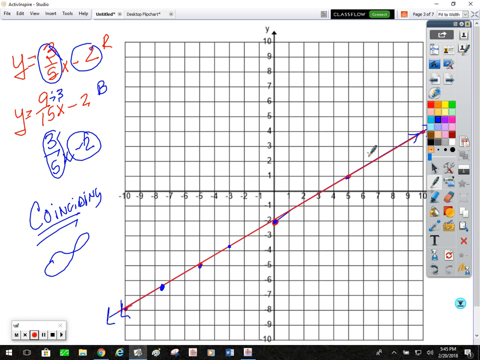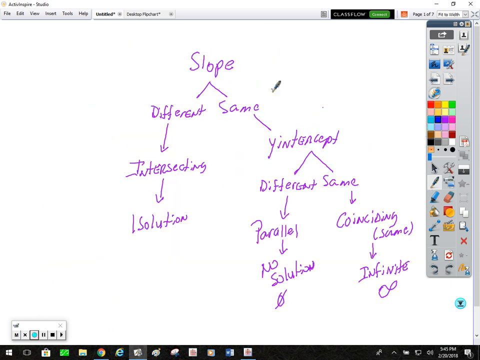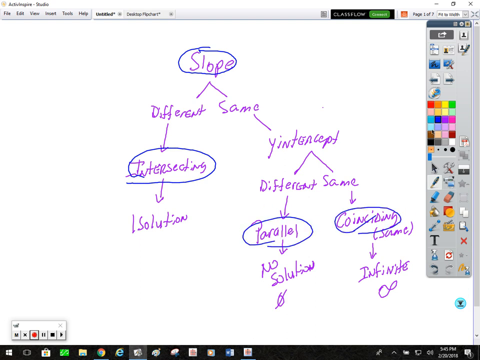Okay, so think about that, and when we're doing these problems, the first key is go all the way back here. Check your slope first, and then if it's different, intersecting lines, one solution. Same slope, then you got to go check your y-intercept to determine the type of lines and the type of solutions. So the 3 types of lines are intersecting, parallel, and coinciding. And the solutions that match those are one solution, no solution, and infinite solutions.